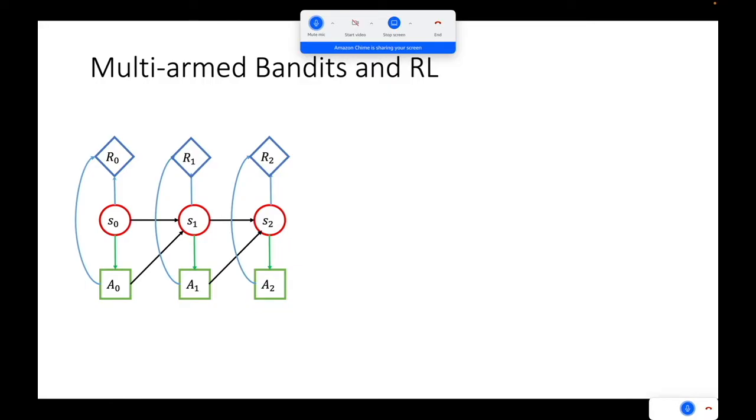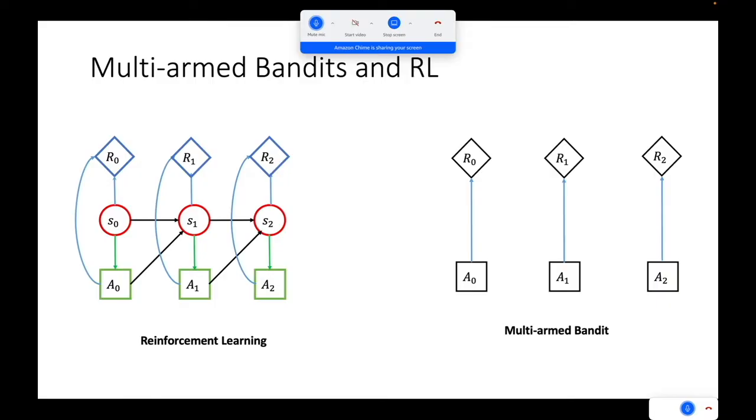Now, the difference between multi-armed bandits and RL can be realized when I look at their MDPs. So in RL, we have states. The reward depends on both the state and the action. And of course, there are transitions between states depending on the actions we have taken. Now, the biggest difference in multi-armed bandits is there are no states here.